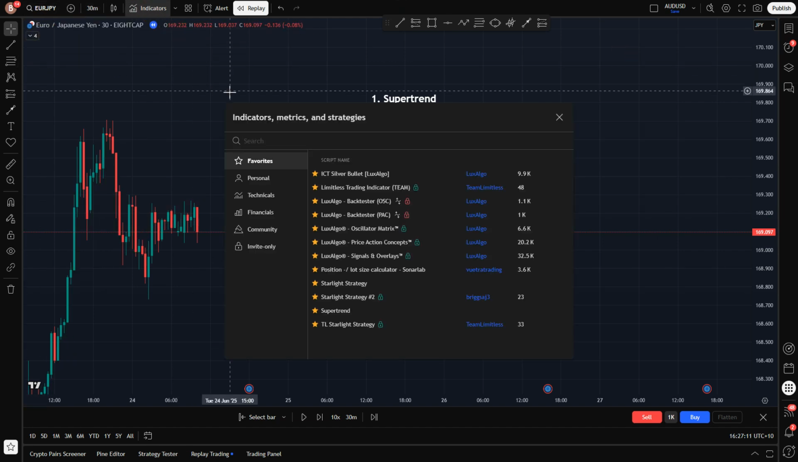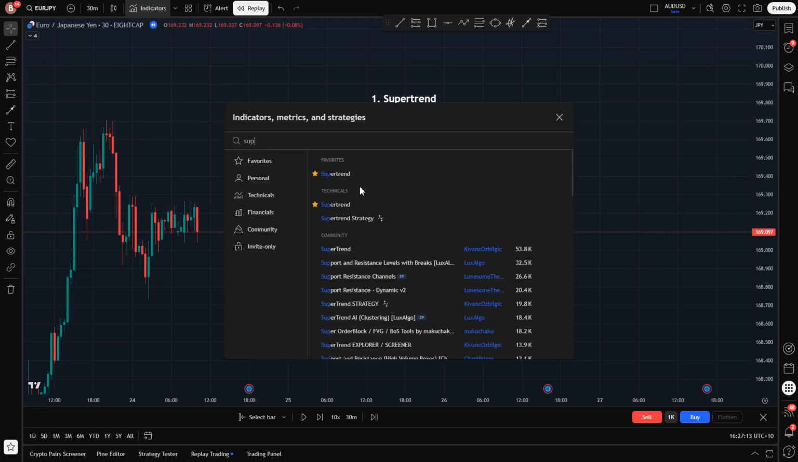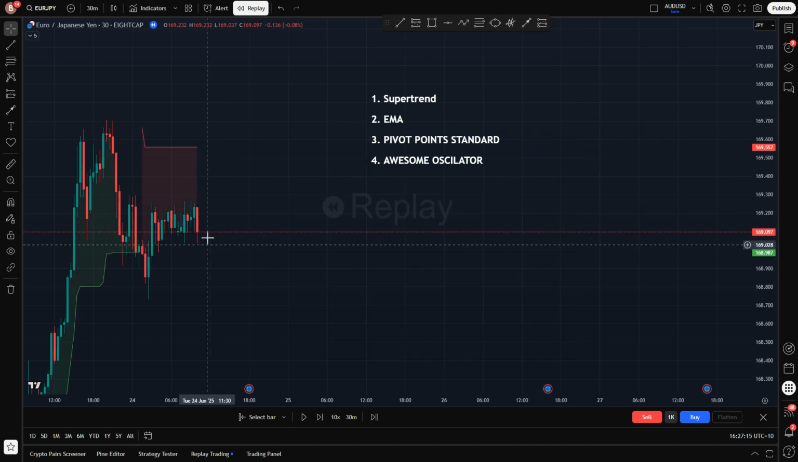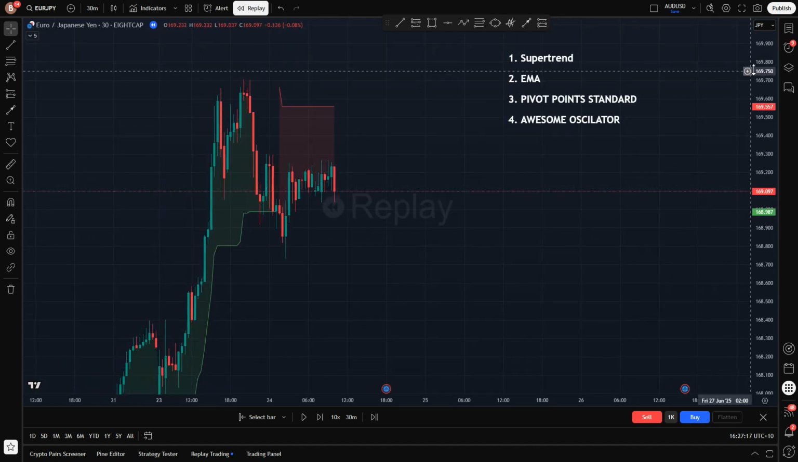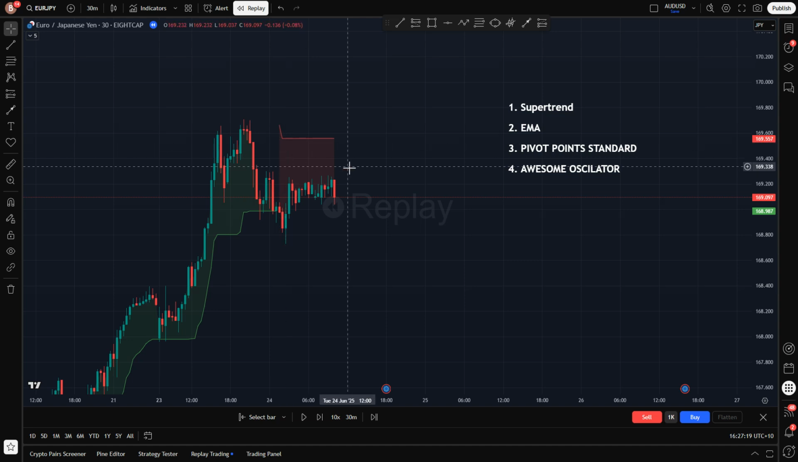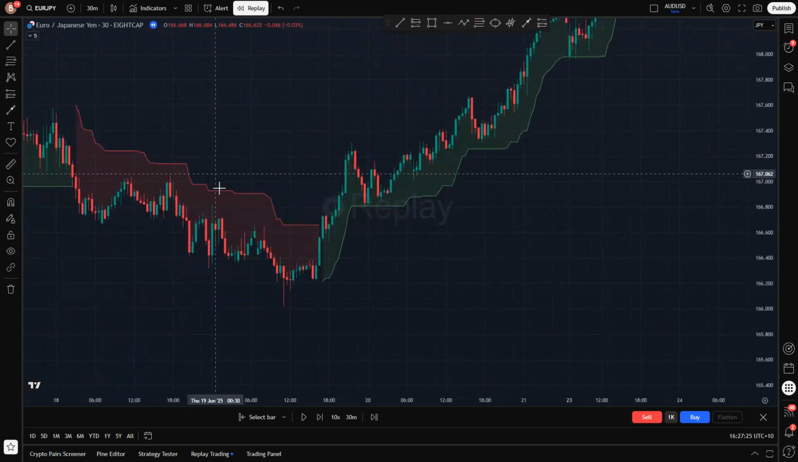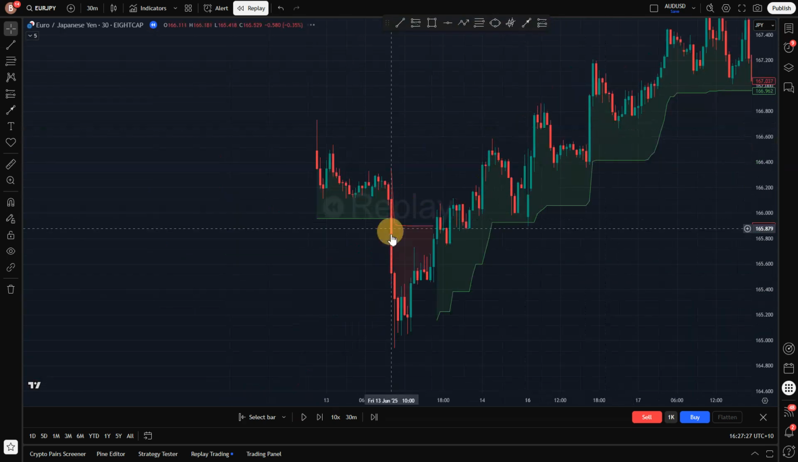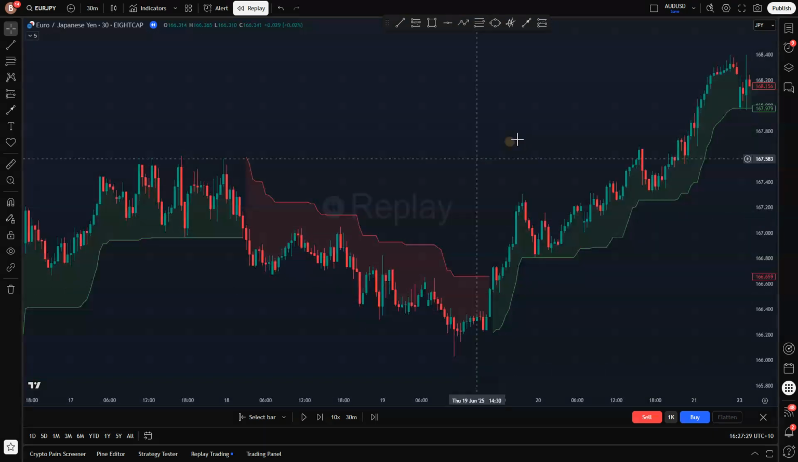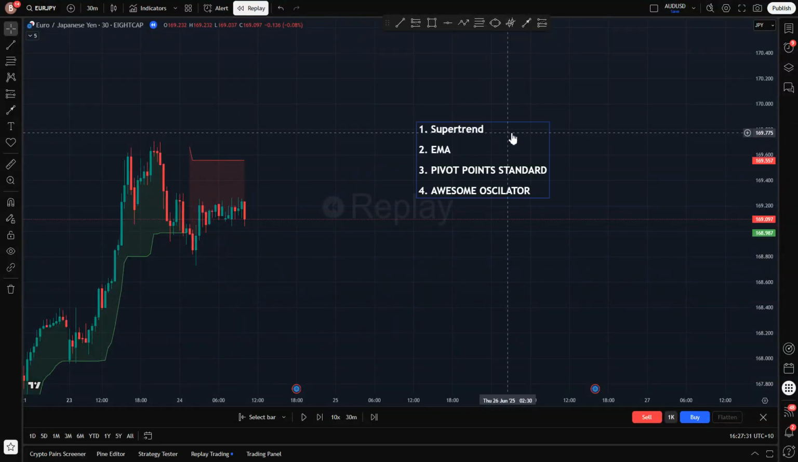So the first thing is Super Trend. Now, as you can see here, we've got some clouds. If the Super Trend is red, guess what? It's bearish. If the Super Trend is green, guess what? It's bullish. That's all it is. That's all it's telling you. Red and green and red and green. Is it bullish or bearish? It's just telling you the trend.